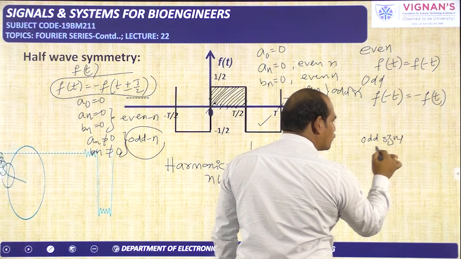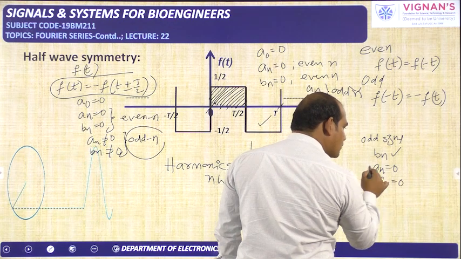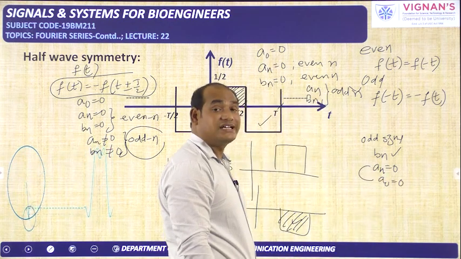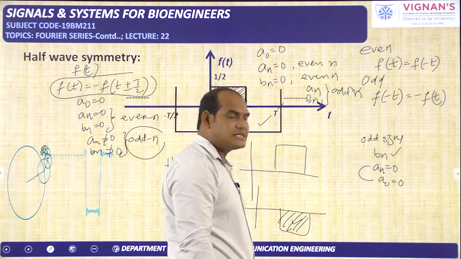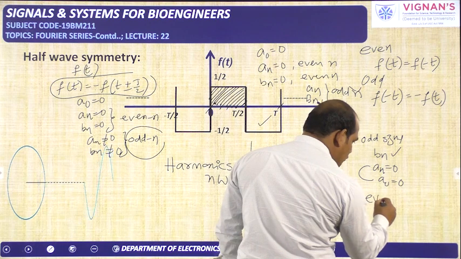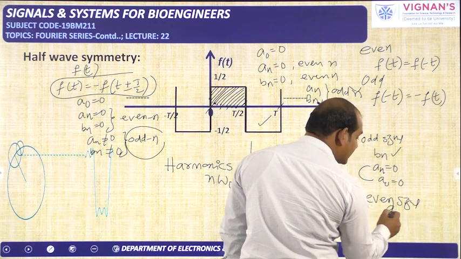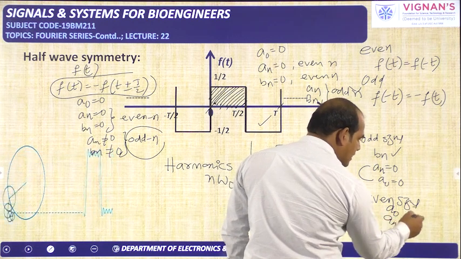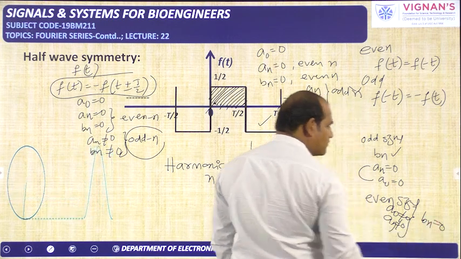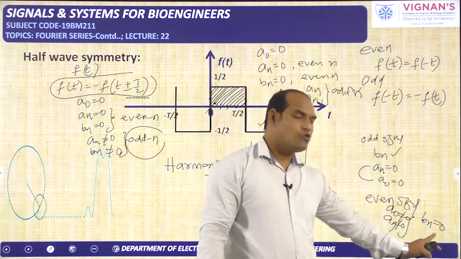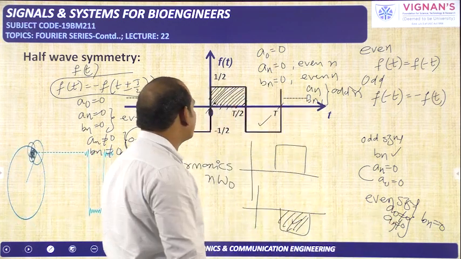odd signal, only Bn is existing. An is 0 and A naught is 0. Both A naught and An are related to cosine terms only, but Bn is related to sine terms. In the starting of this Fourier series, I have explained that. If you have only even symmetry, then it may have A naught and An, but Bn is 0. If Bn is 0, sine terms are zeros. Only cosine terms it is having. So these are the possibilities available. All these things we are able to see.